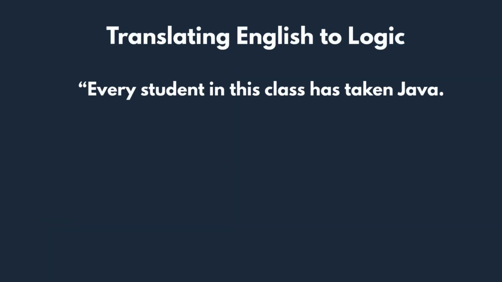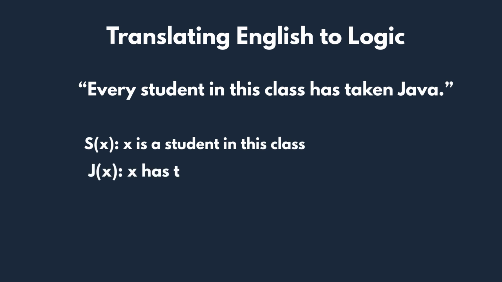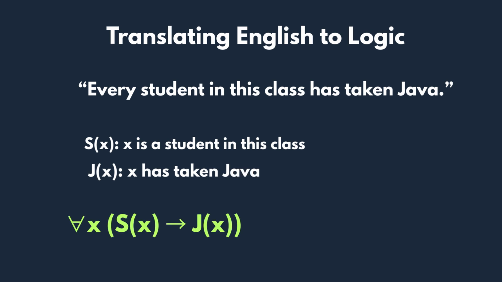For example, "every student in the class has taken Java." Let's say S(x) means x is a student in this class, and J(x) means x has taken Java. Here all the people are the domain. The correct translation is this. And this is incorrect, because this incorrect version says everyone in the world is a student and has taken Java. This is not what the sentence means.